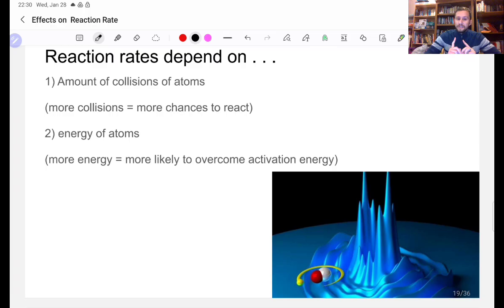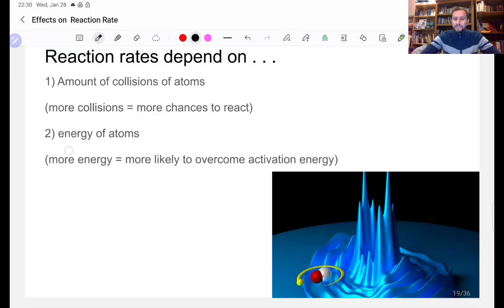So make sure you understand that reaction rate depends on the amount of collisions and the energy of the atoms. Don't just say the first one. We'll get back to this, but make sure you don't forget that the more energy the particles have, that also increases the reaction rate.